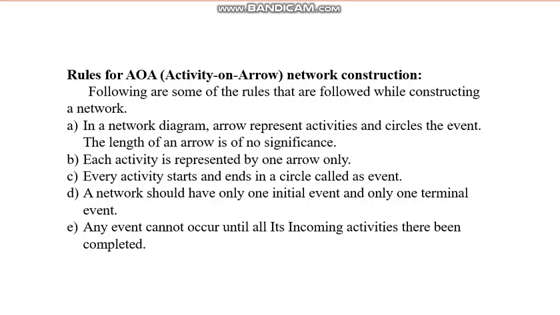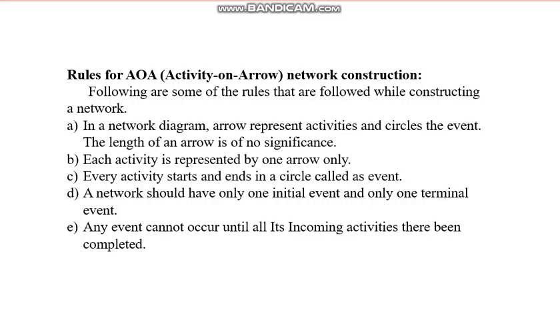In a network diagram, arrows represent activities, circles represent events. The length of an arrow is of no significance. It doesn't mean a long arrow takes more time and a short arrow takes less time. An arrow is an arrow. It only shows that it is an activity. The length doesn't matter at all here. Which is the long activity and which is the short activity is represented in some other way, not by the length of the arrow. That is what we are saying.